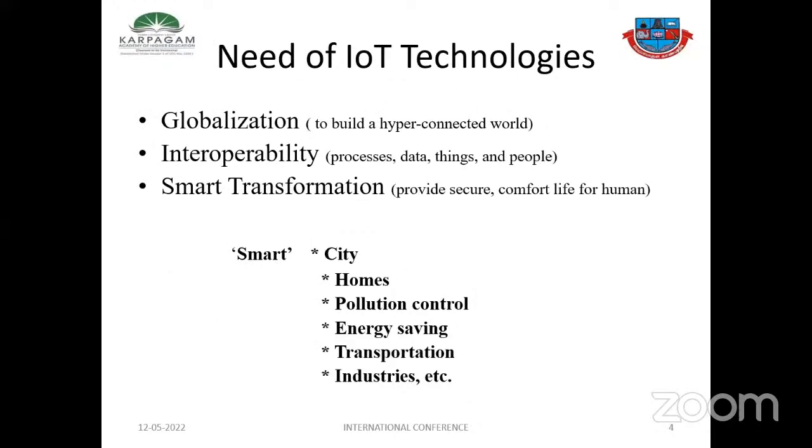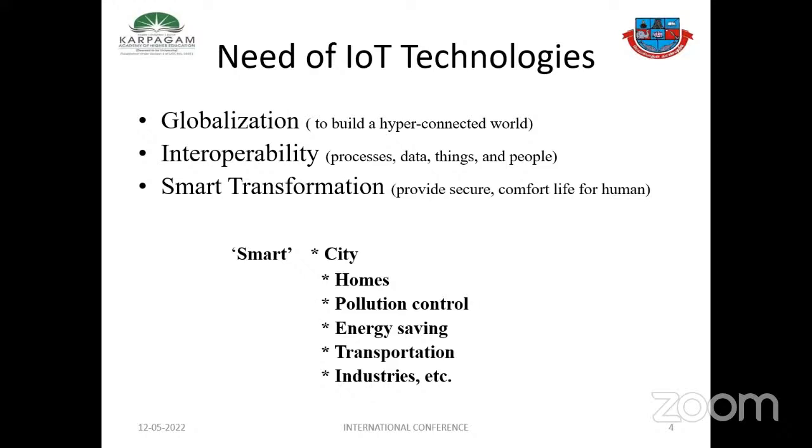The need for IoT technologies, the major points I pointed out here: globalization, interoperability, smart transformation. Globalization means we can create a hyper-connected world with the help of IoT technologies. Interoperability means we can connect all these things: processes, data, things, and people. This is called the Internet of Everything. Smart transformation provides a secure, comfortable life for humans, in the areas of smart city, smart home, smart pollution control, smart energy saving, smart transportation, and smart industries.